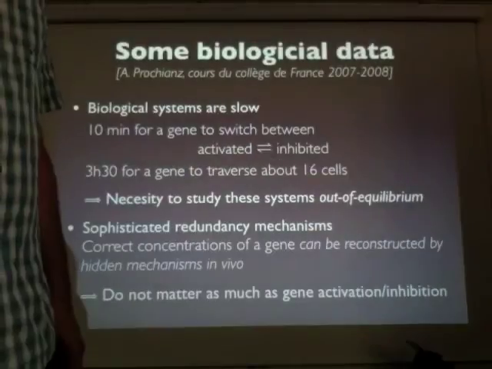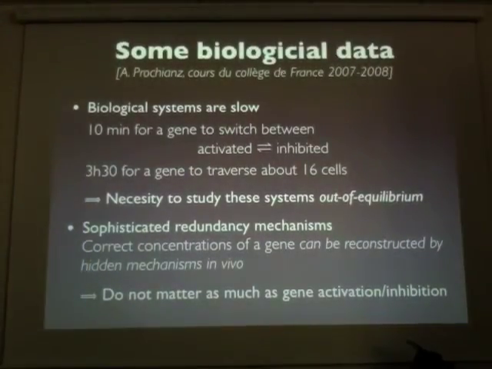So as I mentioned before, transitions in biological systems are very slow. It's at least 10 minutes for switching from activated to inhibited. It takes about 10 minutes to traverse from one cell to the neighboring cells. So everything is really slow.